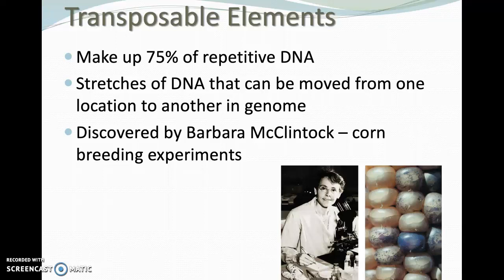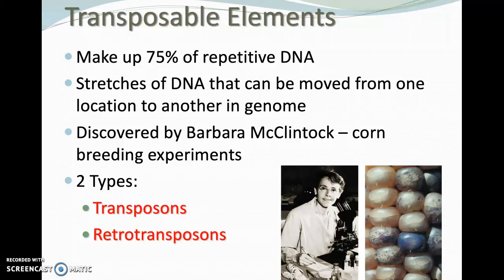There are going to be two types of ways that DNA can be moved from one location to another, like we see in the corn. One of the types is known as transposons. The other type is known as a retrotransposon.